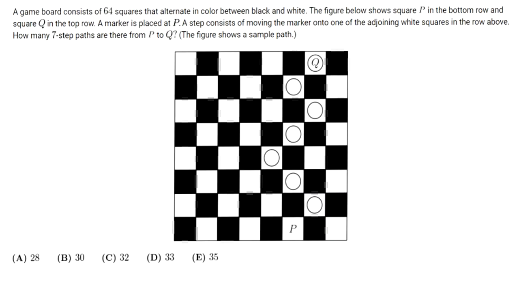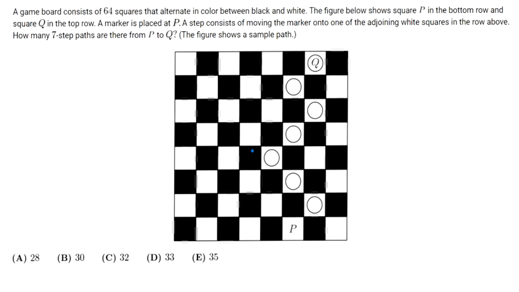Okay, next question. A game board consists of 64 squares that alternate in color between black and white. The figure below shows square P in the bottom row and square Q in the top row. A marker is placed at P, and a step consists of moving the marker onto one of the adjoining white squares in the row above. How many 7-step paths are from P to Q? The figure shows a sample path.